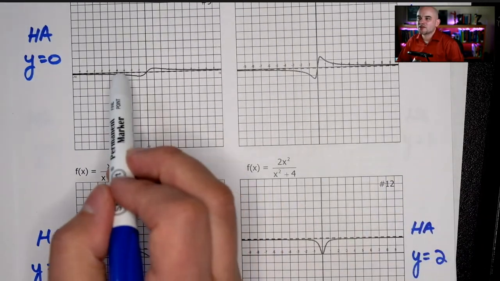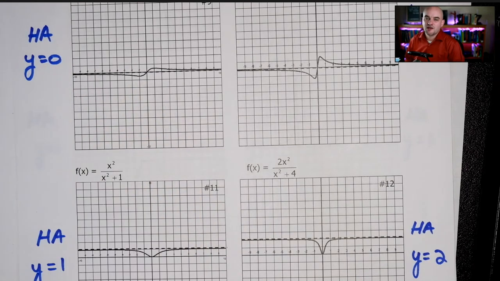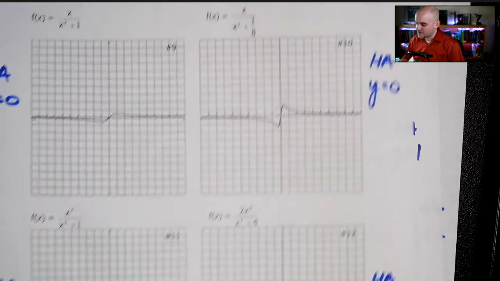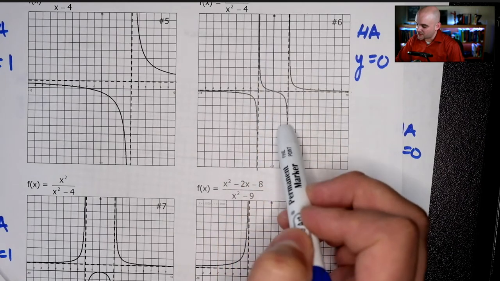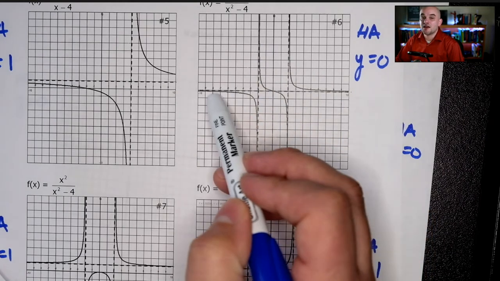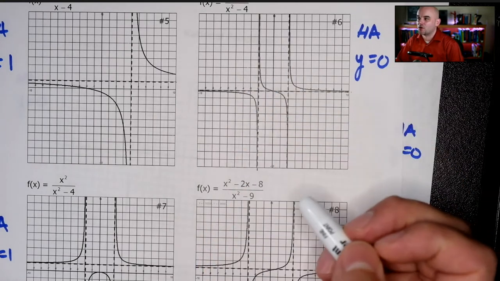I want you to check out something here. Notice that the graph crosses the horizontal asymptote here. And so I always get a question every year. They're like, how can we cross the horizontal asymptote? I thought you couldn't cross an asymptote. Look at this one. Go back to number 6. It crosses right there as well. We're going to learn that, yes, you can cross a horizontal asymptote. It's the vertical ones that we can't cross.